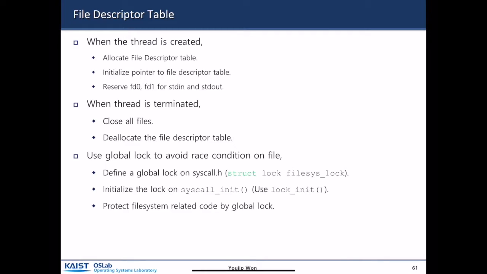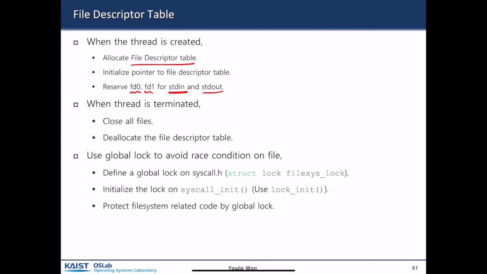When a thread is created, the operating system allocates the file descriptor table for the thread, and then it initializes the pointer to the file descriptor table. One thing we should not forget is that when initializing the file descriptor table, we have to reserve file descriptor 0 and file descriptor 1 for standard input and standard output. When a process is terminated, it has to close all files, and then the operating system deallocates the file descriptor table. One thing we have to emphasize is the race condition.